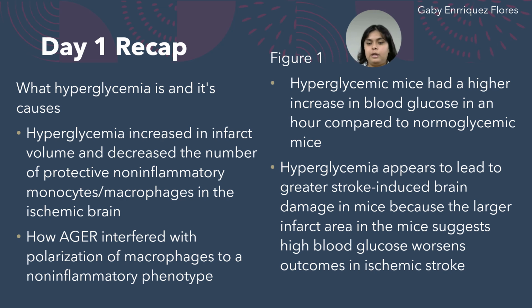To reiterate the results, hyperglycemic mice had a higher increase in blood glucose in an hour compared to normal glycemic mice. Another thing is hyperglycemia appears to lead to greater stroke-induced brain damage in mice, because the larger infarct area in the mice suggests high blood glucose worsens outcomes in ischemic stroke.